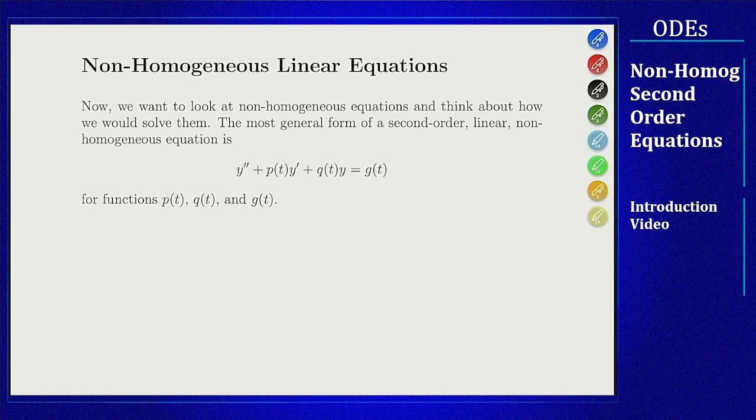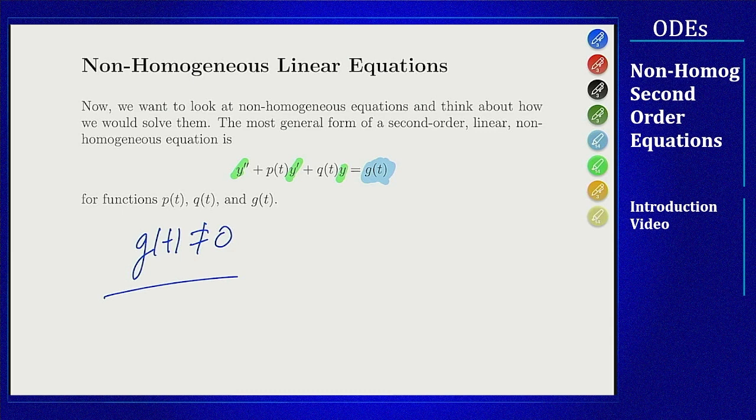In this video, we're going to talk about the general ideas behind second-order non-homogeneous linear equations and how we go about trying to solve them. So if we're looking at a non-homogeneous second-order linear equation, the most general form is given here, where you have your y double prime term, your y prime with a p of t attached to it, your y with the other function q of t on it, and then the g of t here on the right-hand side. The key for this being non-homogeneous is that this g of t over here is non-zero.